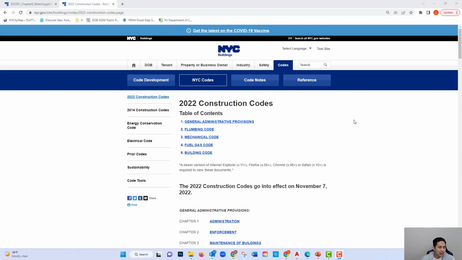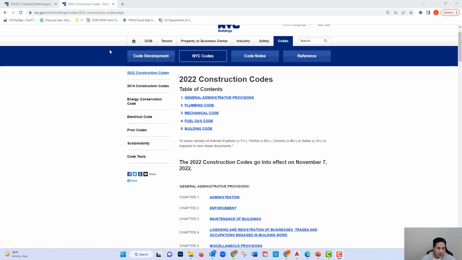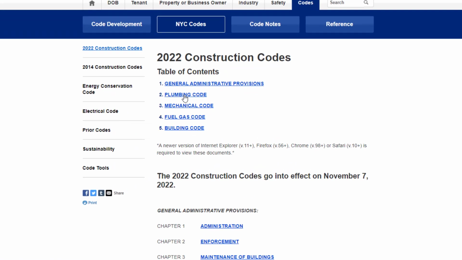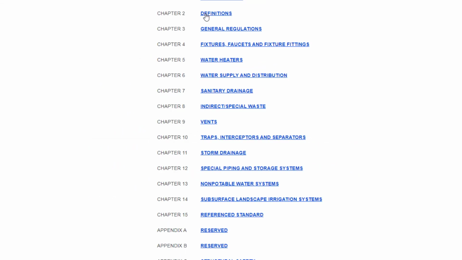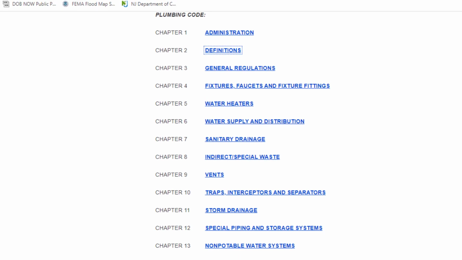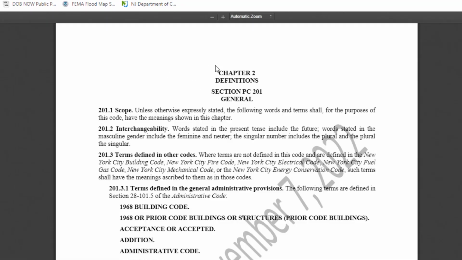And if you just go online and search for New York City building codes, you should be able to find this link here. And if you go to the top, this is the latest version, 2022. They also have the previous versions of 2014, but you want to click on the latest one, which is 2022. And you click on this here, plumbing code. And here is chapter 2, definitions. So if you want to get the definitions for anything that's related to plumbing, you should be able to find it in this section. And here's chapter 2.